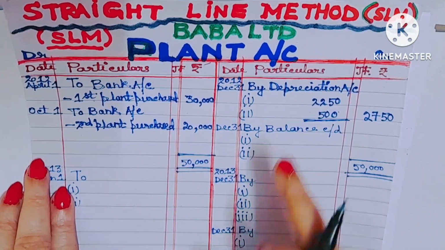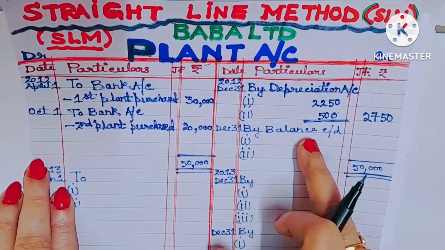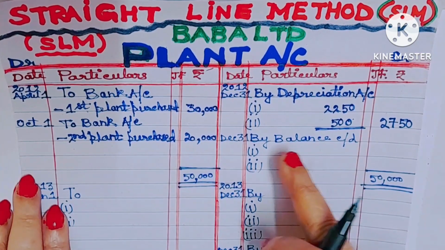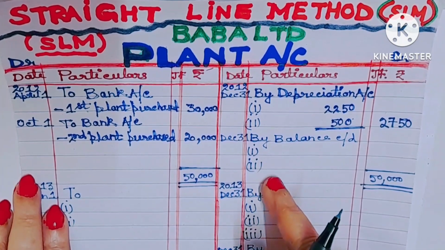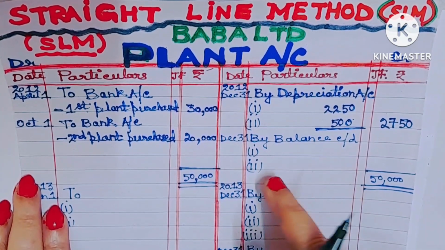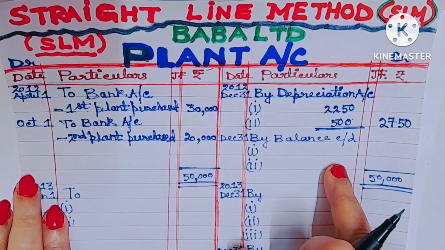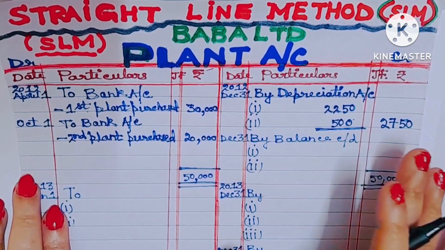Please remember, since there are more than one plant, you got to write the balancing figure also separately. Number 1 is for the balancing figure for the first plant. Number 2 is the balancing figure for the second plant. Understood? If there was one plant, you would not have to write it. Understood?